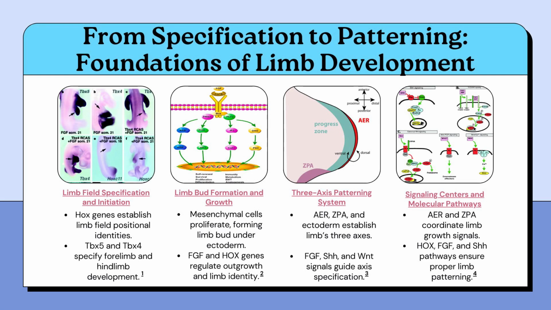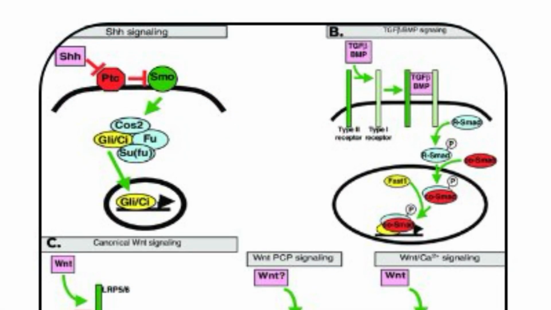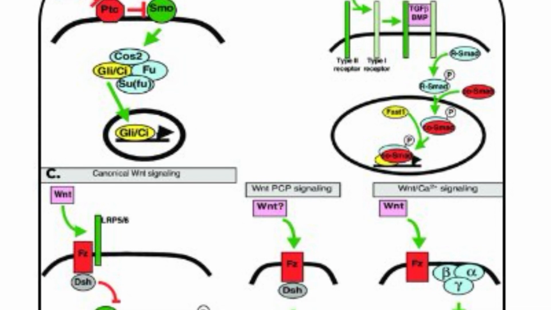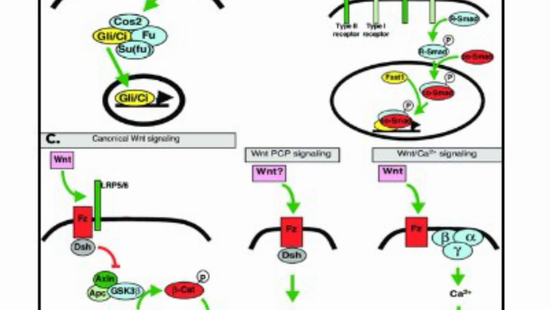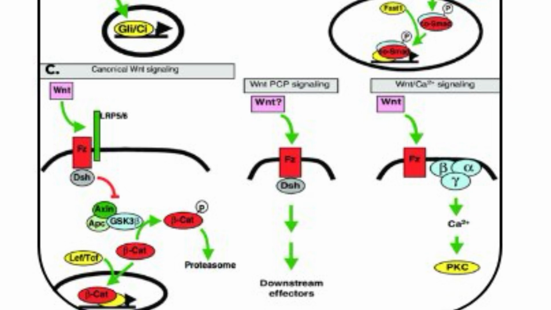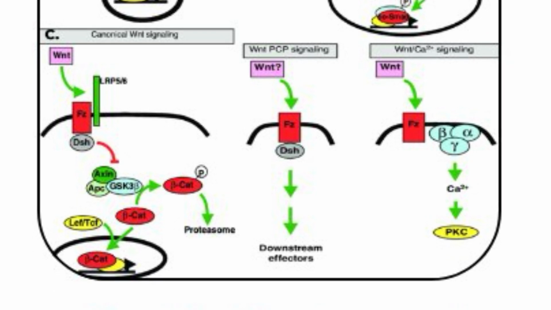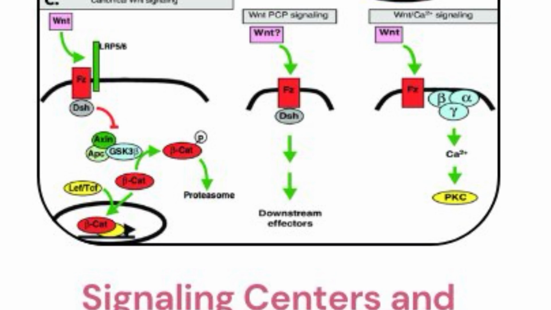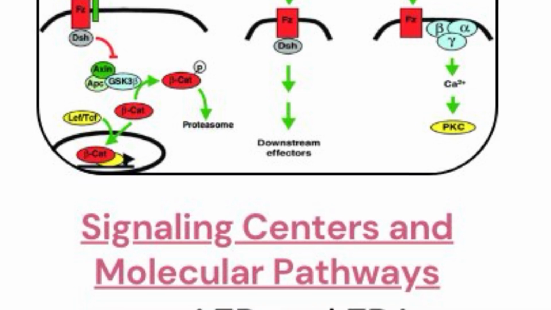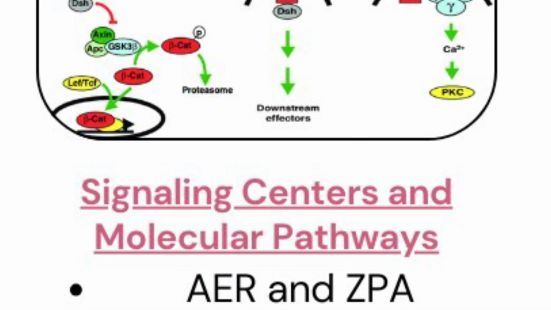Building on the three-axis patterning system, limb development relies on three signaling centers: the apical ectodermal ridge, the zone of polarizing activity, and the dorsal ectoderm. The apical ectodermal ridge secretes FGF4, FGF8, and FGF9, driving mesenchymal cell proliferation and delaying differentiation to ensure proper growth. The zone of polarizing activity produces sonic hedgehog, which defines digit identity and number while sustaining ridge function through a feedback loop with gremlin and BMP signaling. The dorsal ectoderm contributes to patterning via Wnt signaling, shaping limb orientation.